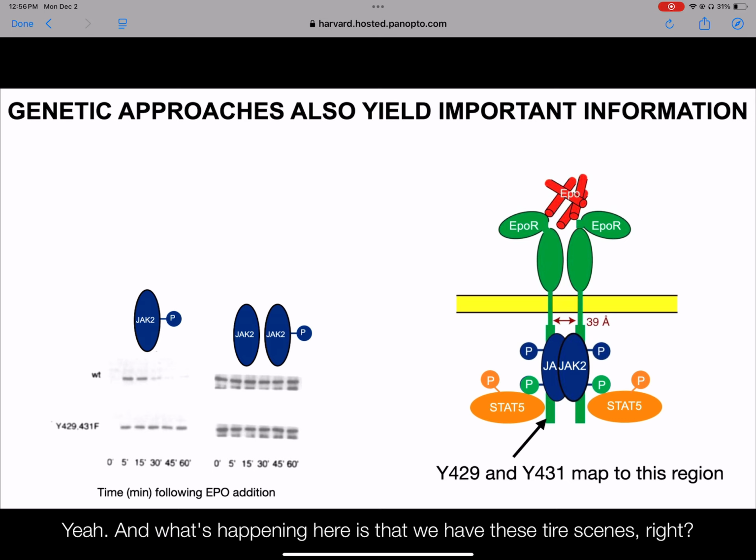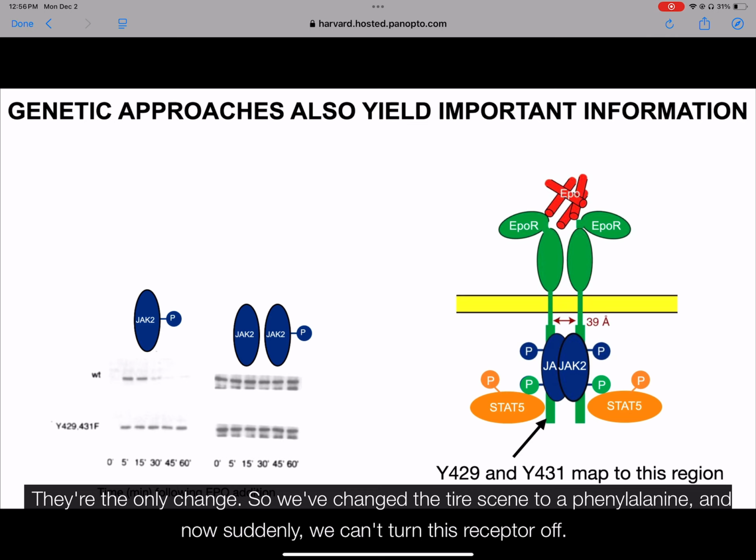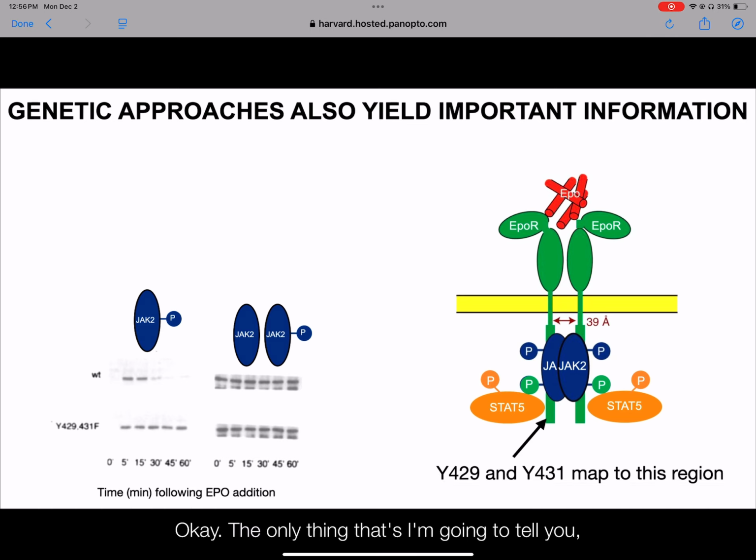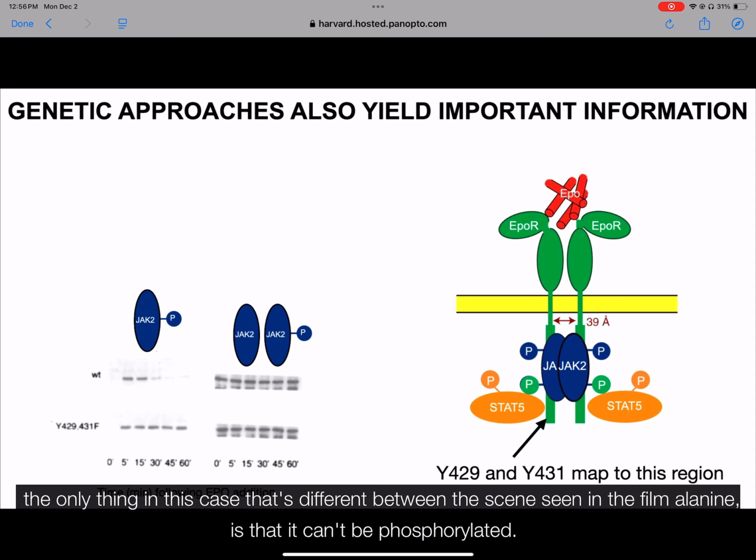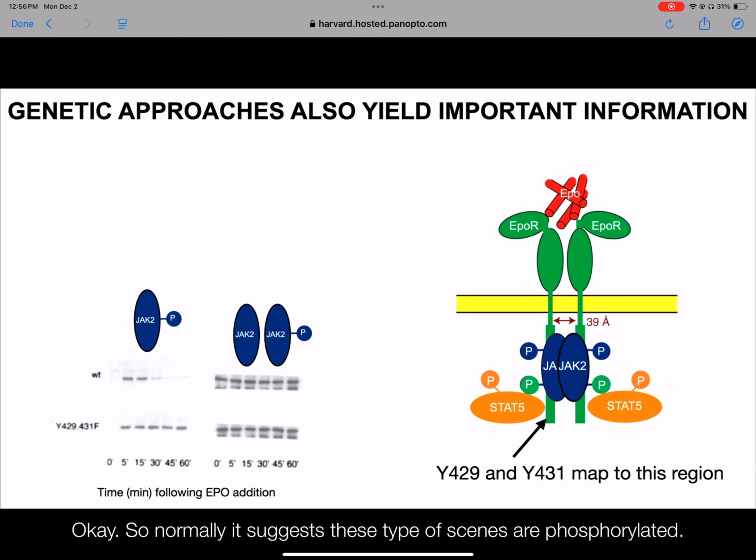Yeah. And what's happening here is that we have these tyrosines, right? They're the only change. So we've changed the tyrosine to a phenylalanine, and now suddenly we can't turn this receptor off, okay? The only thing in this case that's different between the tyrosine and the phenylalanine is that it can't be phosphorylated, okay? So normally, it suggests these tyrosines are phosphorylated, okay?